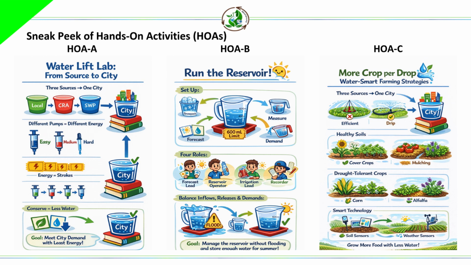And third, More Crop Per Drop, where you test a water-smart strategy like compost/biochar, mulch, drip, or hydroponics. Collect weekly data and argue which method gives the best crop per drop with the least water.